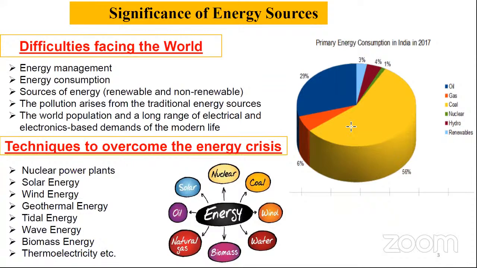the energy we are getting is from non-renewable energy sources: 56% from coal, 29% from oil, 6% from gas, 4% from hydro, 1% from nuclear, and only 3% from renewable energy sources. So the energy crisis is the major issue. To overcome it, different methods are available, like nuclear power plants, solar energy, geothermal energy, wave energy, biomass energy, and thermoelectricity. Here I will discuss one energy source known as thermoelectricity.